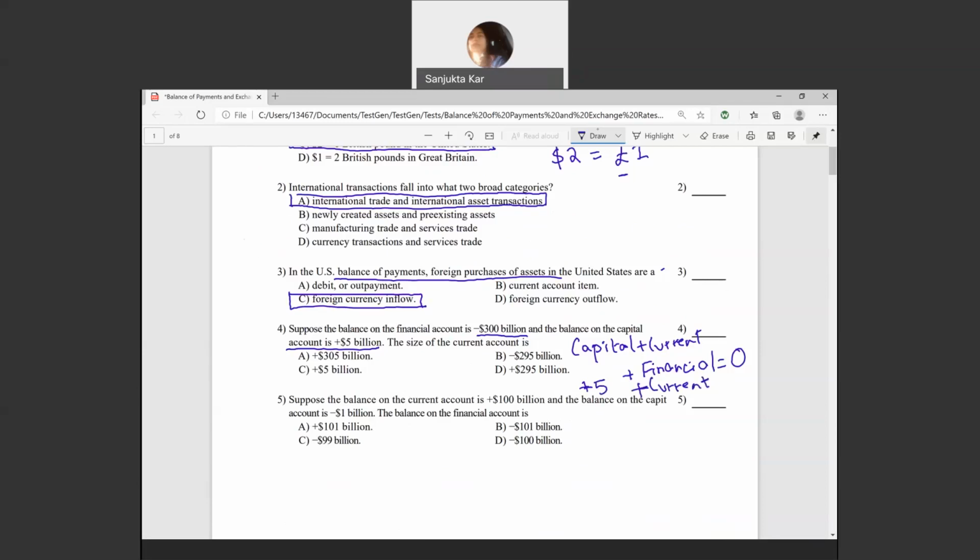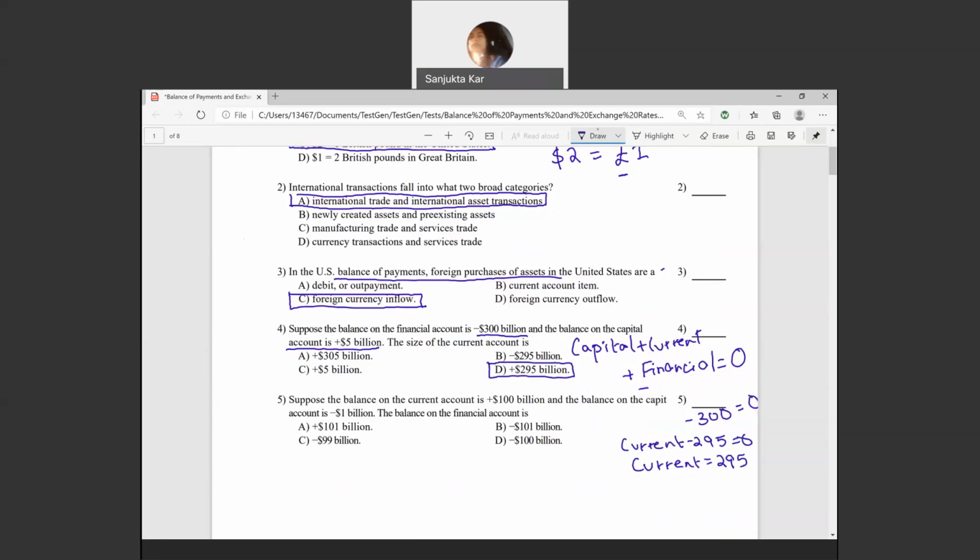Then we have negative 300 for our financial. So this is the next step here. If we add all of this, what we get is 0. Now if we do the math here, we are going to have the current minus 295 is equal to 0. So the value of my current account will be equal to 295 billion. So this is the answer to this question.